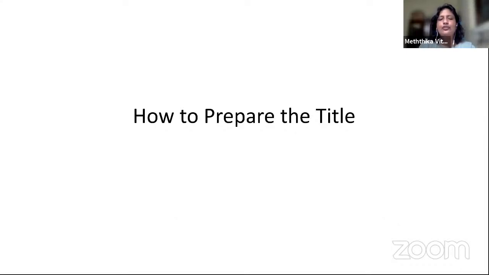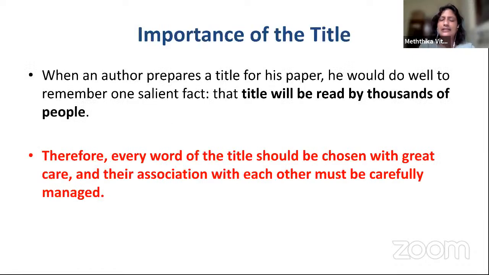And let's move into how to prepare the title. Title is very important. Why? Title sells your paper. Because it will be the most frequent thing which will be read by many people. Because it will go into the index, it will be going into the search. So title is important.